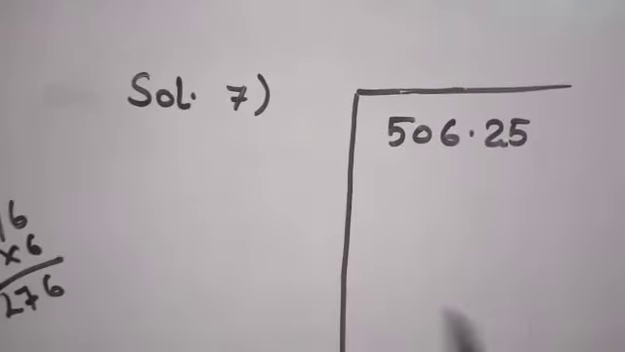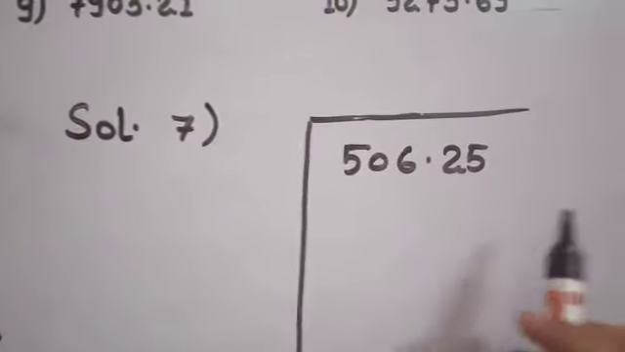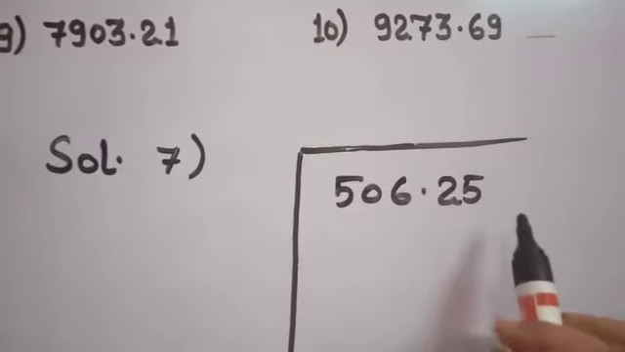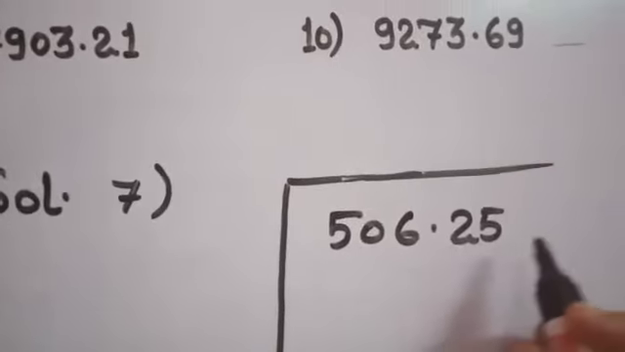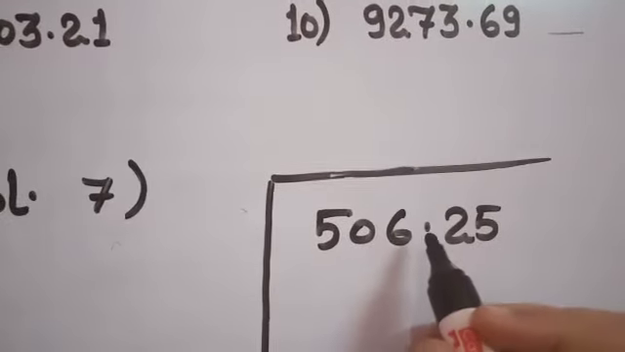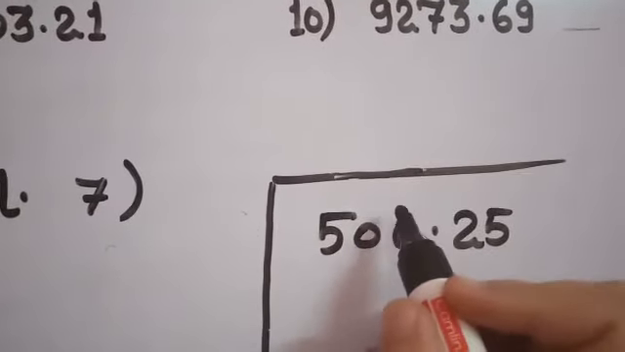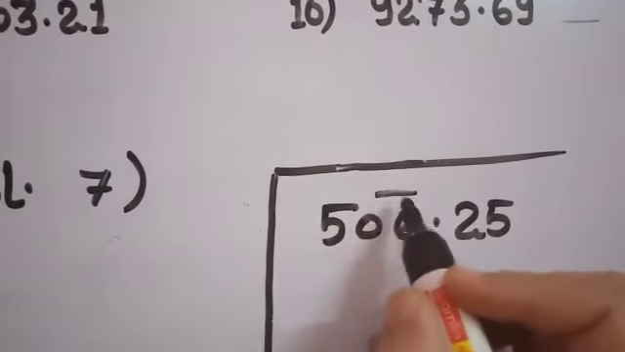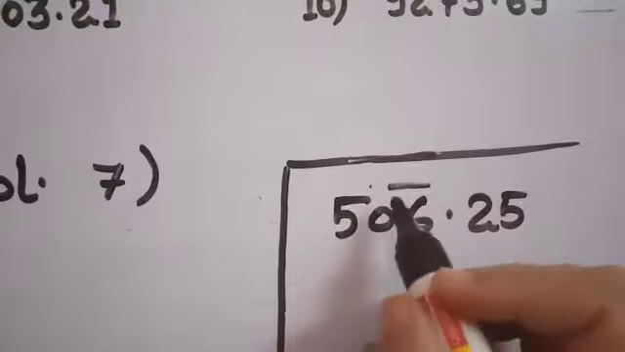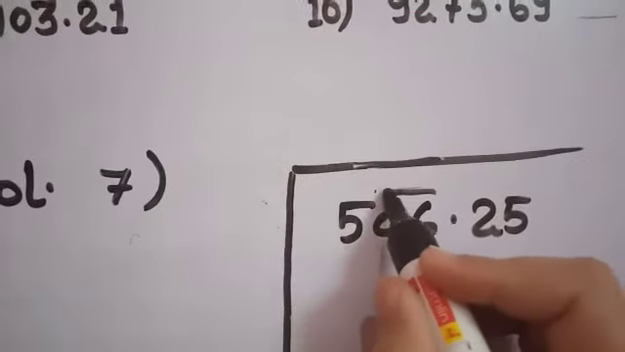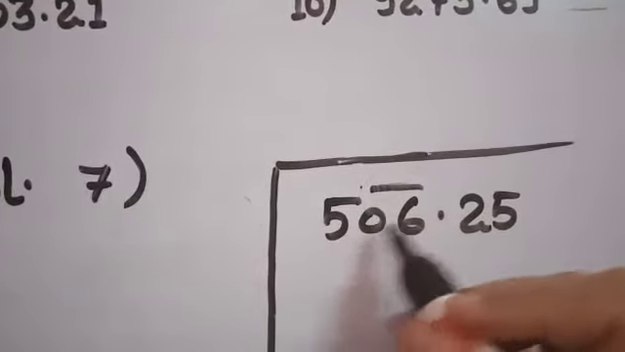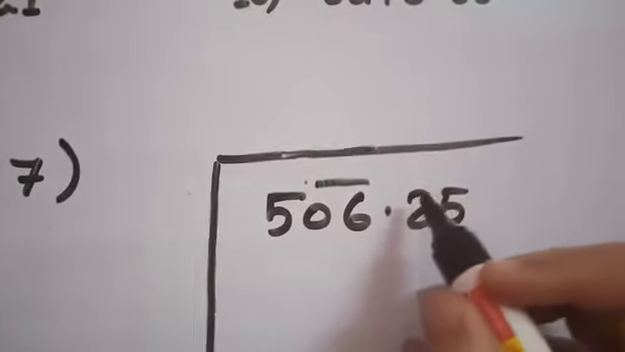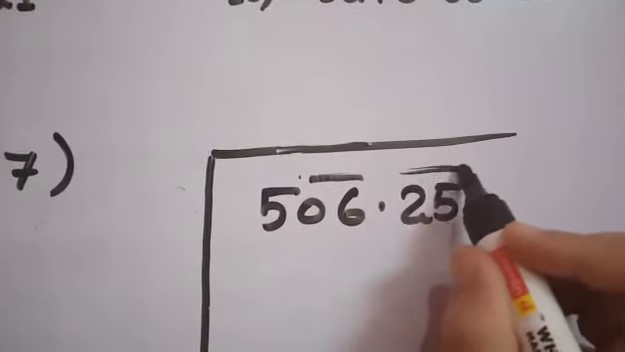Now we will solve 7th part of this question. To solve this, draw lines like this and write the number in it. Now we have to make pairs. Before decimal we will make pair from right side, from left side of decimal. One pair is 06, and after decimal we will make pair from right side of decimal.